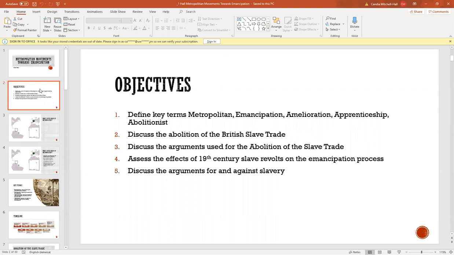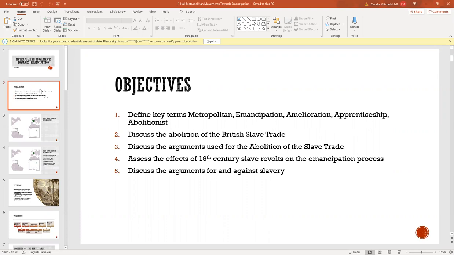For section B, we are starting section B today, which is Metropolitan Movement Towards Emancipation. Another theme under section B is adjustments to emancipation. And those are the only two themes we are doing in section B. For section C, we're going to look at United States in the Caribbean. So the best part about it is that we are finished with section A, all the topics in section A. Next hurdle is to try and finish the topics for section B and C.